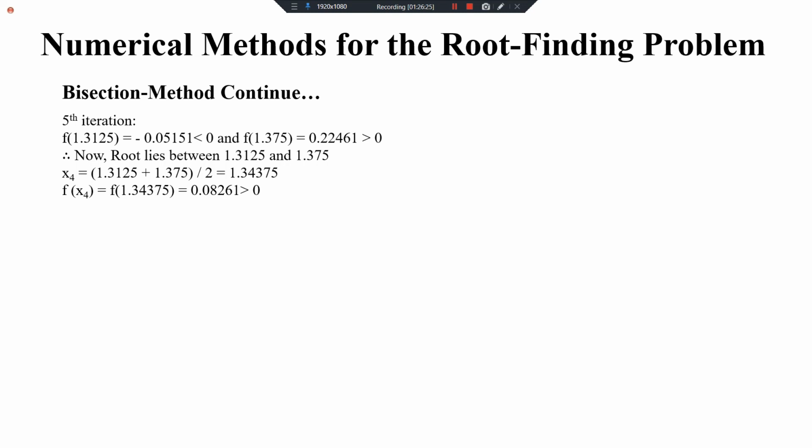In the fifth iteration, you will get x4 value as 1.34375. Then we substitute that into fx, then you get fx4 as 0.08261. Then you can understand that our root lies between 1.3125 and 1.34375. Yeah, now we have narrowed down the region. No? We can understand that.